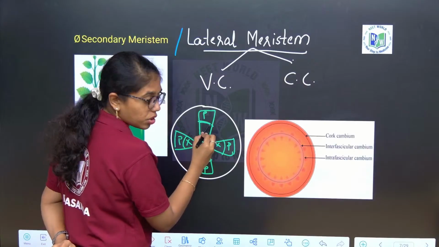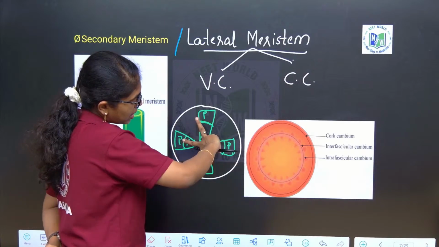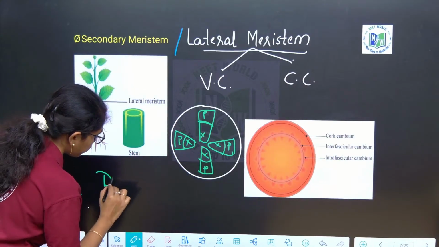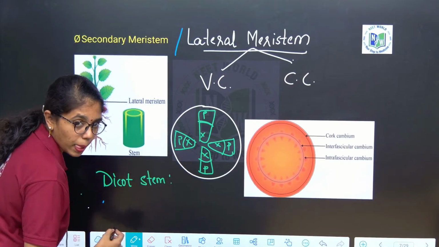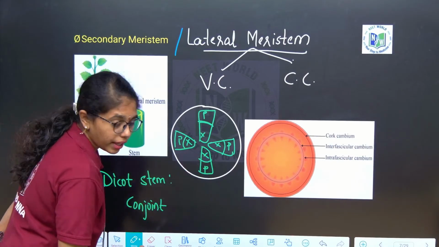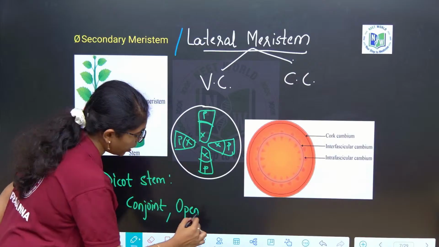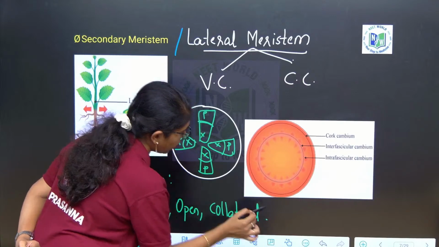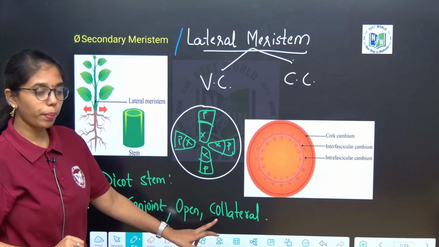Cambium is present from the start, so it is called open, conjoint open. And where two vascular bundles are lateral to each other, it is called collateral. So, in a dicot stem, what will be the vascular bundle arrangement? Conjoint, because xylem and phloem are at the same radii, and open because there is a cambium between xylem and phloem, and then collateral, where two vascular bundles are lateral to each other. Understood? Conjoint, open and collateral.